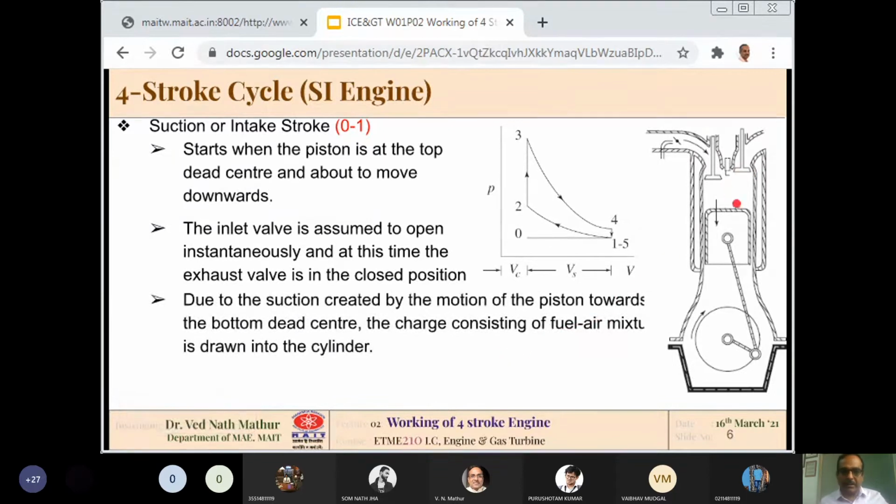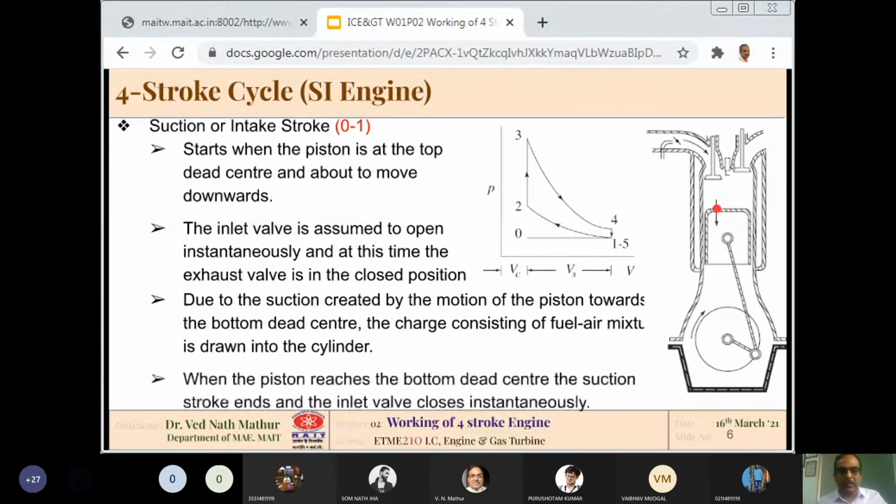Now, since the piston is moving in the downward direction, suction is created in this space because of the motion of the piston. So this suction sucks the charge in. The pressure in here is less than the pressure outside. So it sucks the charge in, which consists of the fuel-air mixture. And when the piston reaches the bottom dead center, the suction stroke ends and the inlet valve closes instantaneously. Now this is the series of steps for the suction stroke.